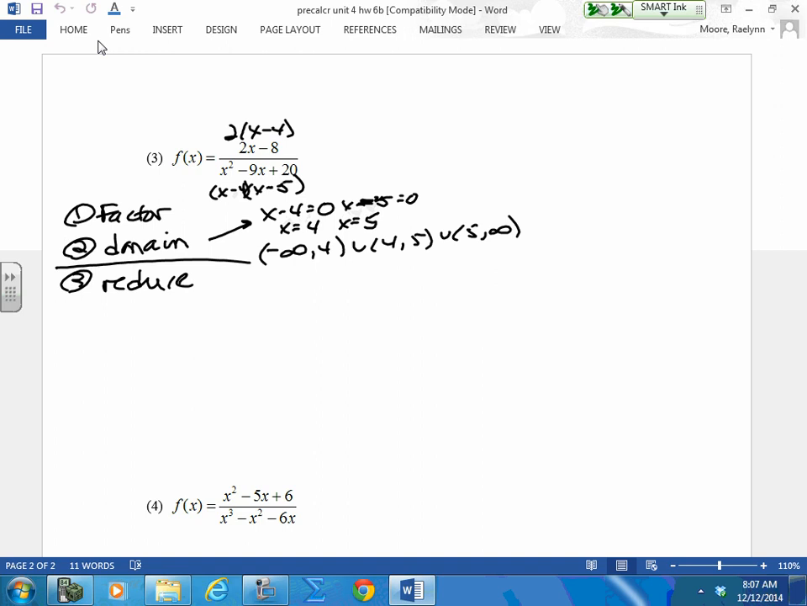So what factor can we take out of here? x minus 4. So we're going to circle this guy and just say point of discontinuity. This is how I want you to start. Now, write your reduced function: 2 over x minus 5. Everything from here on in uses your reduced function.